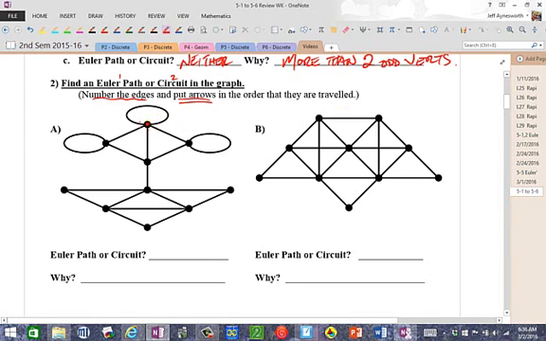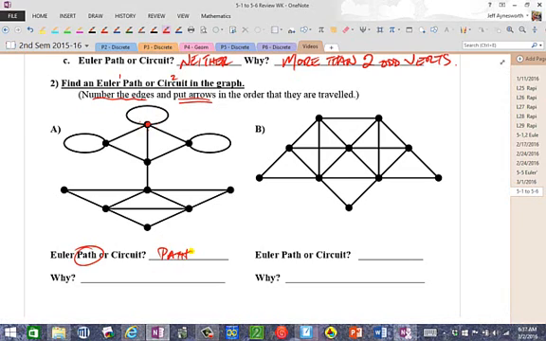This is an odd vertex. So I already know it has a path and not a circuit. So this is a path, first of all, and the reason why is because it has at least one odd vertex. If I have more than two, then I don't even have a path, okay? But so I'm looking for another odd one because I'm going to start at one and end at the other one.